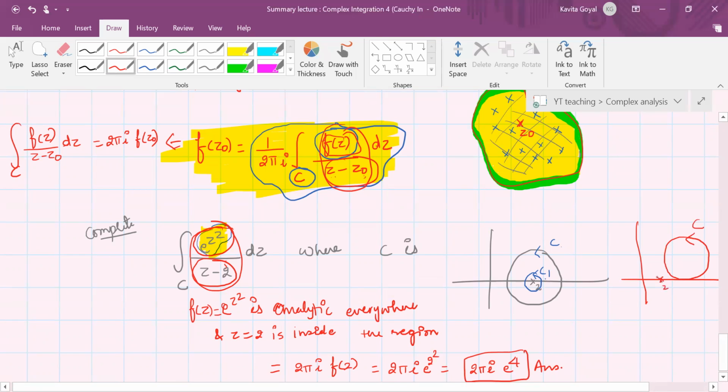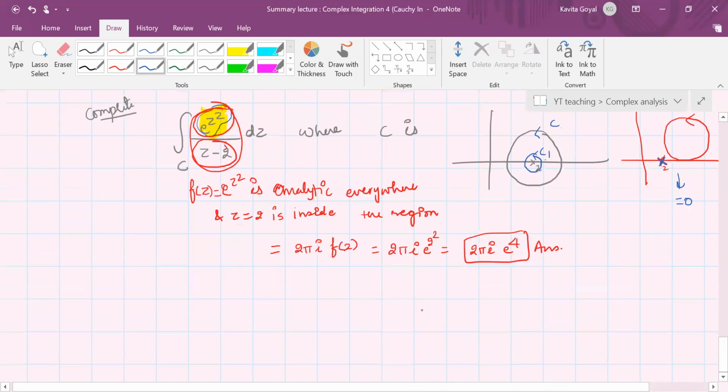Same question, suppose your curve now is this. What will be the answer? You have to tell me, Minal. Now your 2 is outside the curve. So it would simply be 0, ma'am. Yes, 2 is outside the curve, so the function is analytic, and therefore by Cauchy's theorem, it is 0. Yes, ma'am.